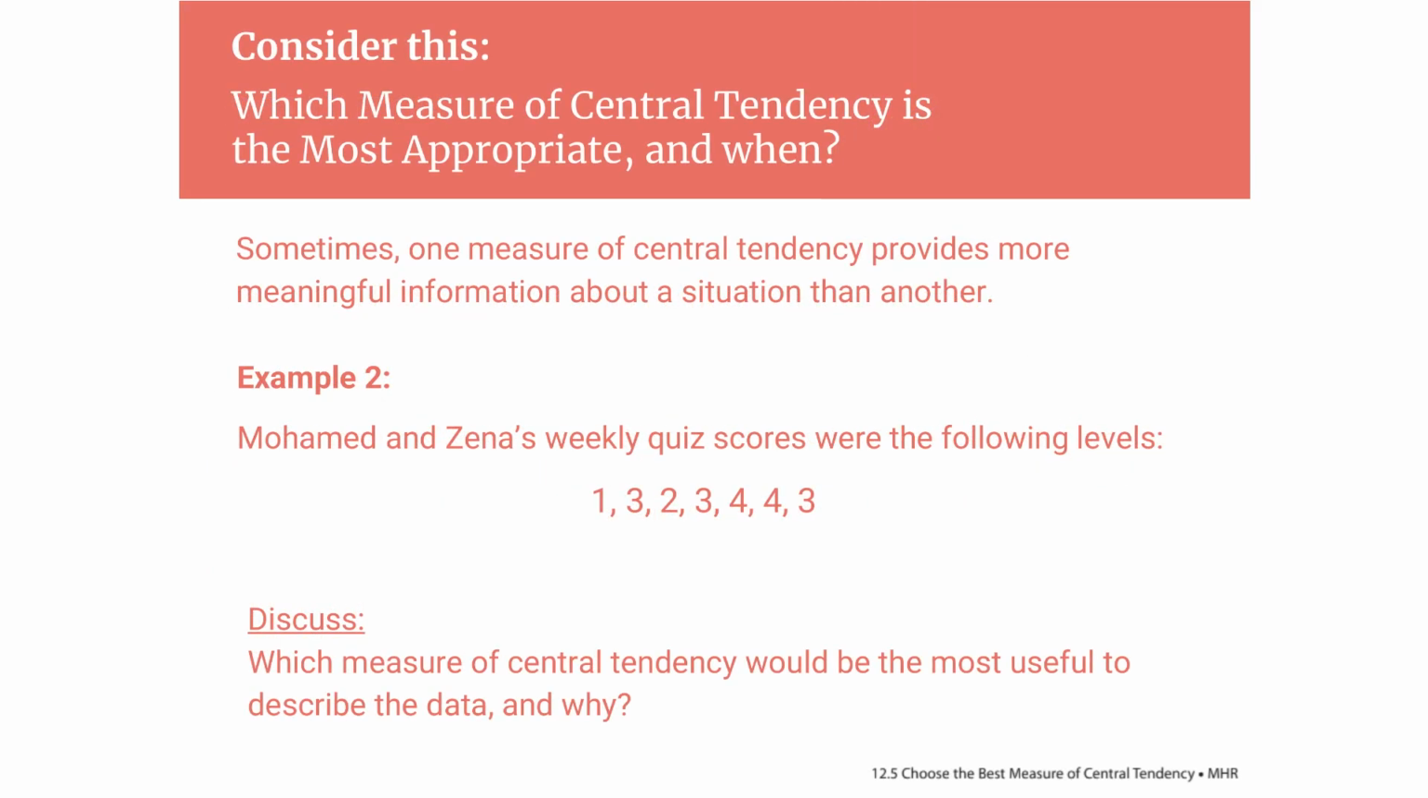Now let's look at another example. Mohammed and Zaina's weekly quiz scores were the following levels: 1, 3, 2, 3, 4, 4, and 3. Which measure of central tendency would be the most useful to describe the data and why?